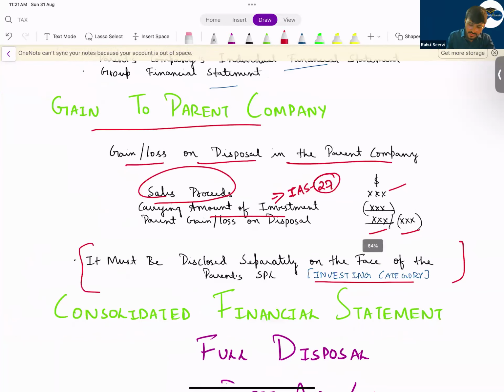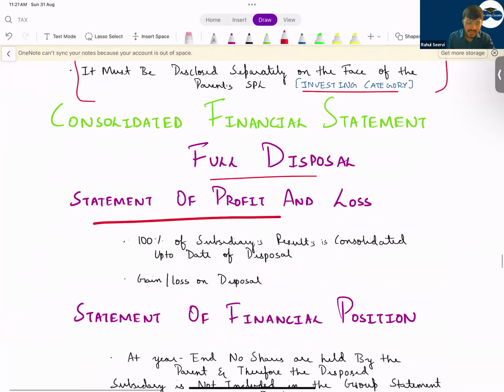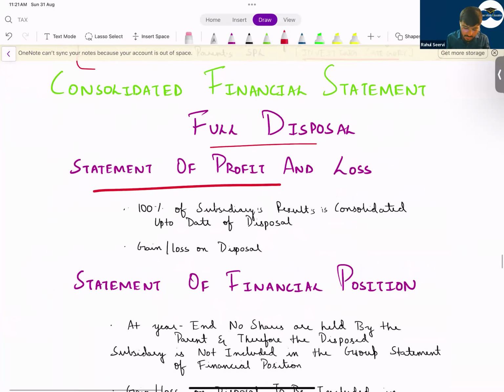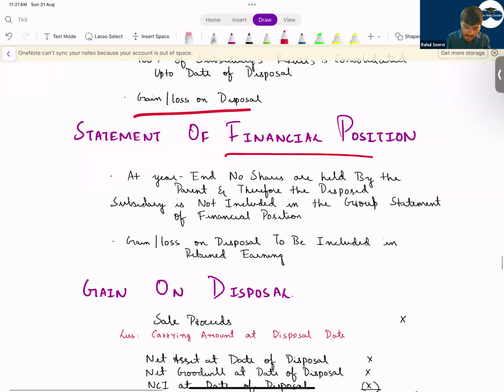Sir, in consolidated books, the first case which you are doing is full disposal. So what do we do in full disposal? Can I say we should do consolidation till the day we have control, and there will be gain or loss in case of P&L? In the statement of financial position, at the year end, will you do consolidation? No consolidation. The subsidiary is not included in the balance sheet. Gain or loss on disposal is included in the retained earnings.